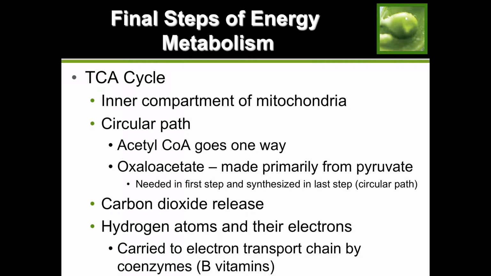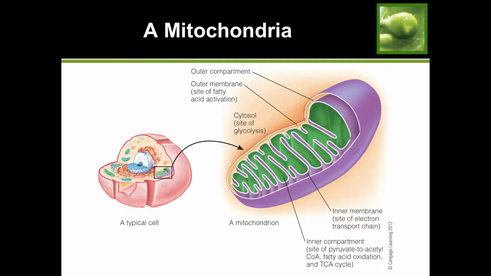Carbon dioxide is released from the TCA cycle, and just like anything else, your hydrogen atoms and their electrons are going to be carried to the electron transport chain by your coenzymes, which are your B vitamins. So let's take a closer look at your mitochondria.